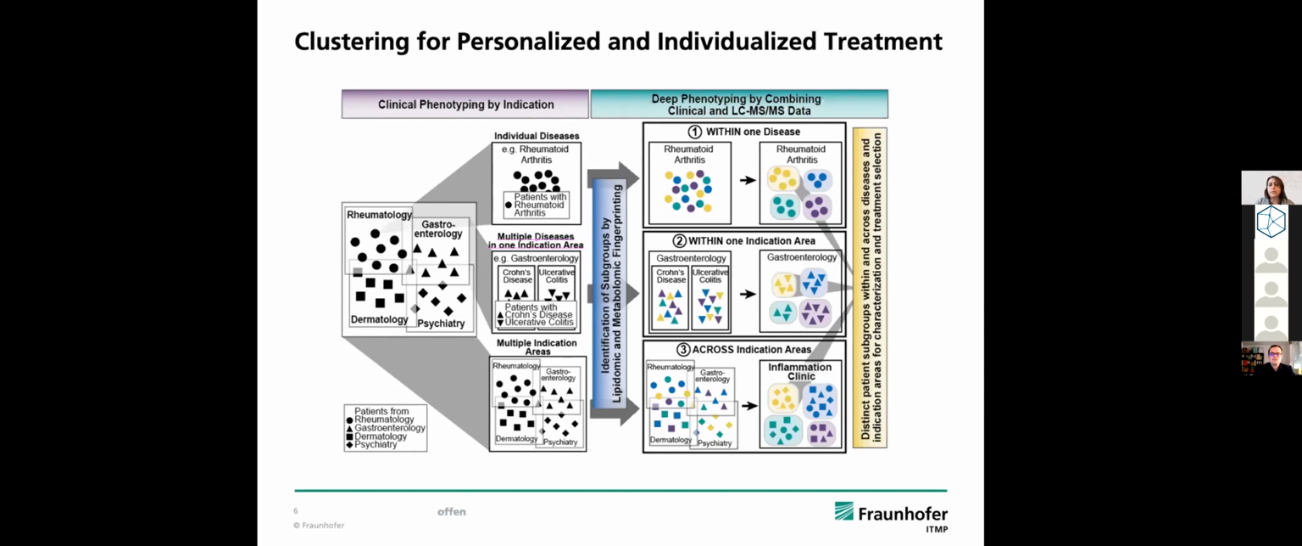In the next picture, it's just an example how we think this could be possible, because as you heard before, for the IBDs, there is as well the pattern that IBD can be a part of spondyloarthritis or the indication of spondyloarthritis, for which as well psoriasis and psoriatic arthritis play a role.